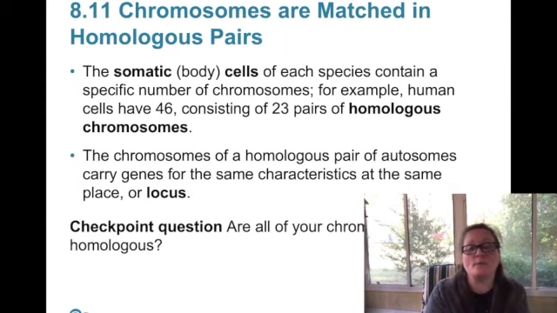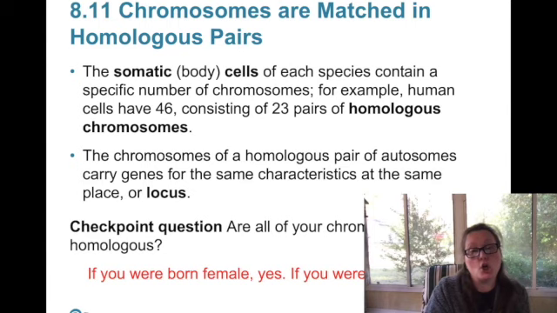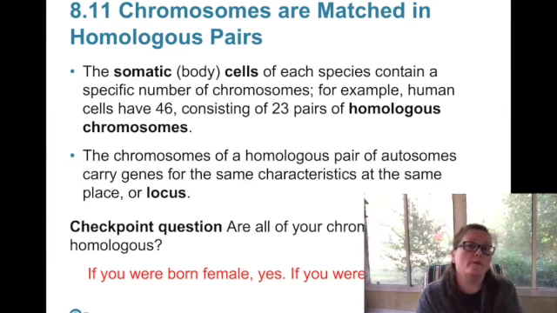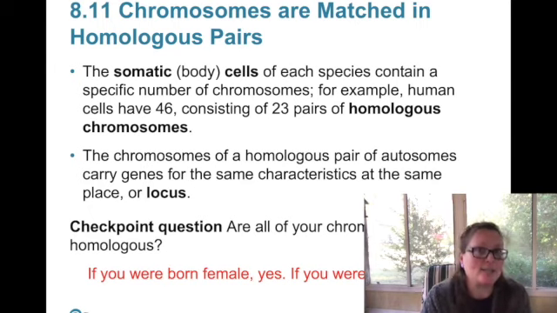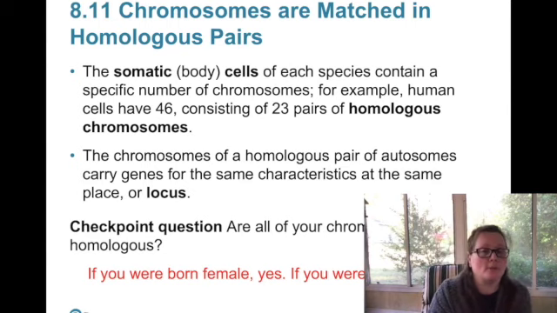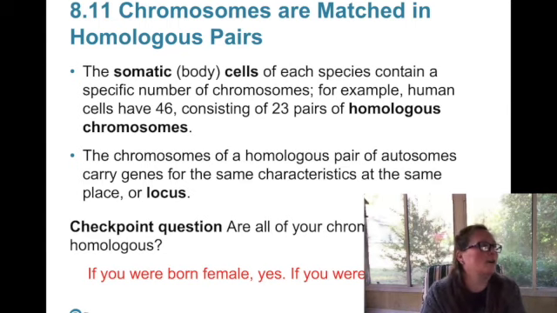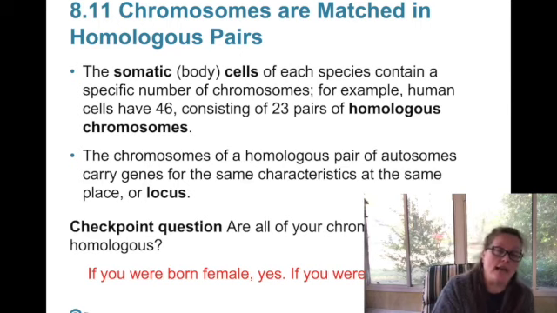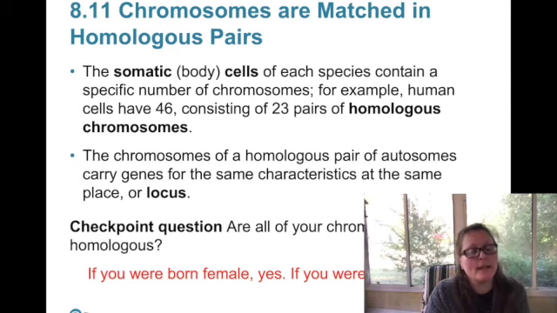This is leading us up to when we start talking about genetics very soon, like I think next week. So, checkpoint question, are all of your chromosomes fully homologous? Uh-uh. If you are a girl, yes. Because if you were born female, you have an XX chromosome. That's your sex chromosomes. You have an X from mom and an X from dad. So those are still similar. But if you are male, if you were born male, you have an XY chromosome. You got your X from mom because mom only has an X to give, and you got a Y from dad. Those are not similar to each other. So there you go.